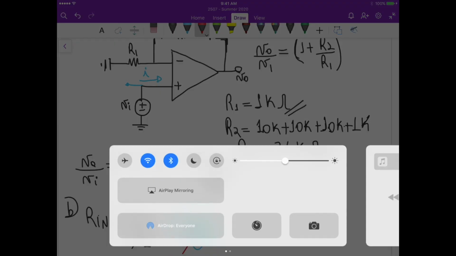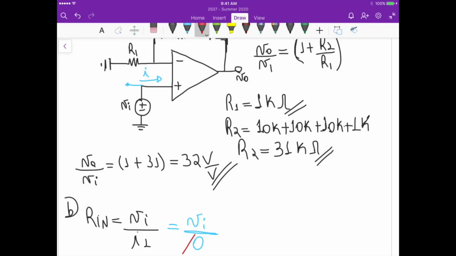And this basically means that this tends to infinity. So the input impedance for this particular circuit approaches infinity. So it's a very high input impedance.